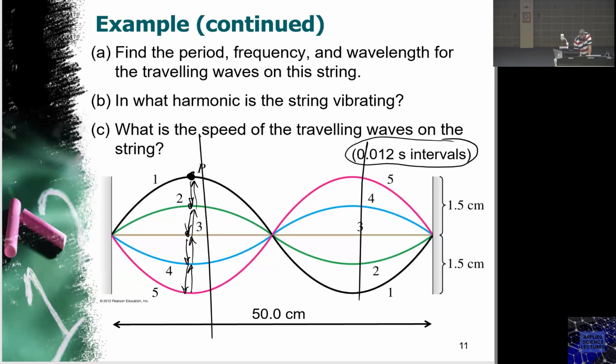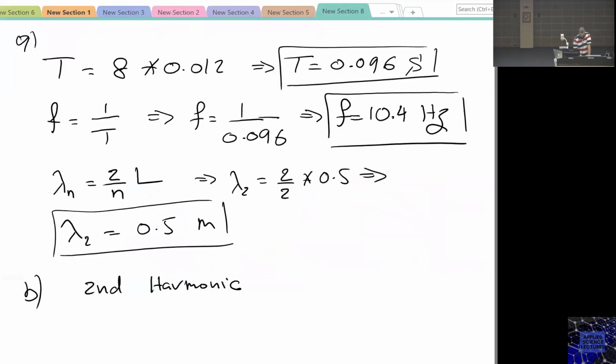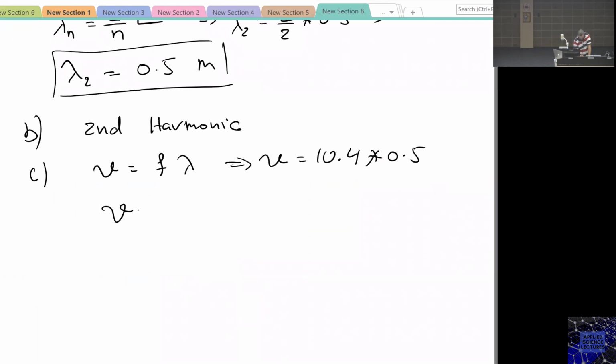Now the last one is, what is the speed of the traveling waves on the string? What is the speed of the traveling wave? V equals f lambda. We know the frequency, which is 10.4. We know lambda, which is 0.5. Then V is 5.2 meters per second.